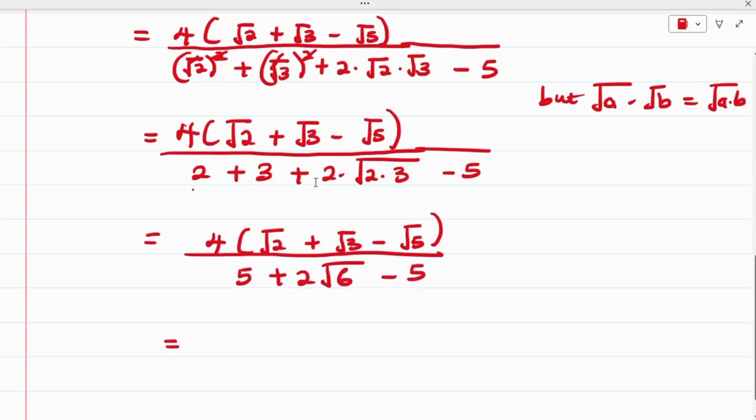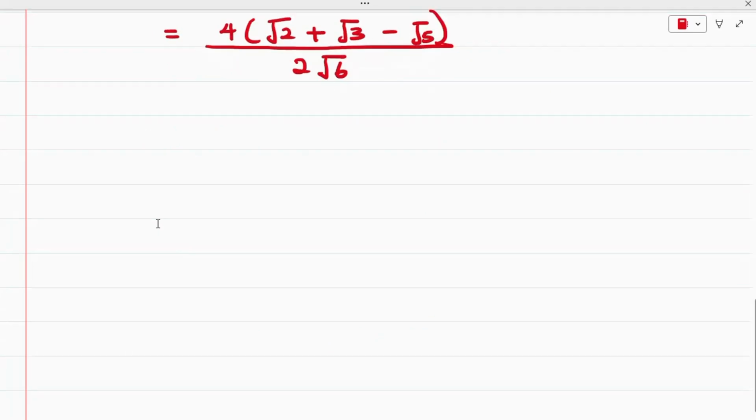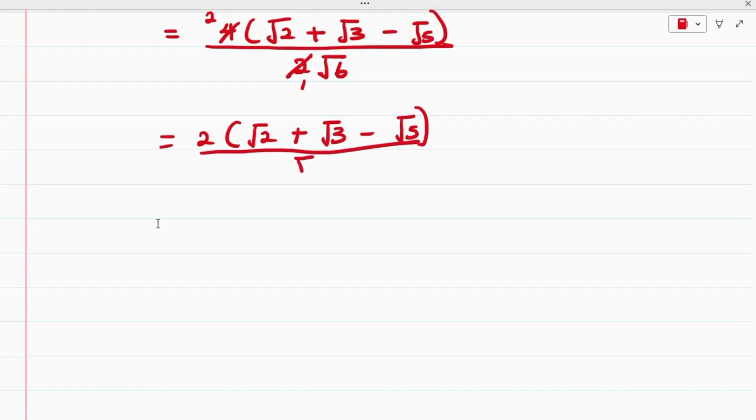So this is equal to 4 multiply the square root of 2 plus the square root of 3 minus the square root of 5 divide. So from here we have 5 minus 5 is 0, so we have 2 into the square root of 6 to be left. So from here we know that 2 here 1, 2 into 4 is 2, so this is equals to 2 multiply the square root of 2 plus the square root of 3 minus the square root of 5 divide the square root of 6.